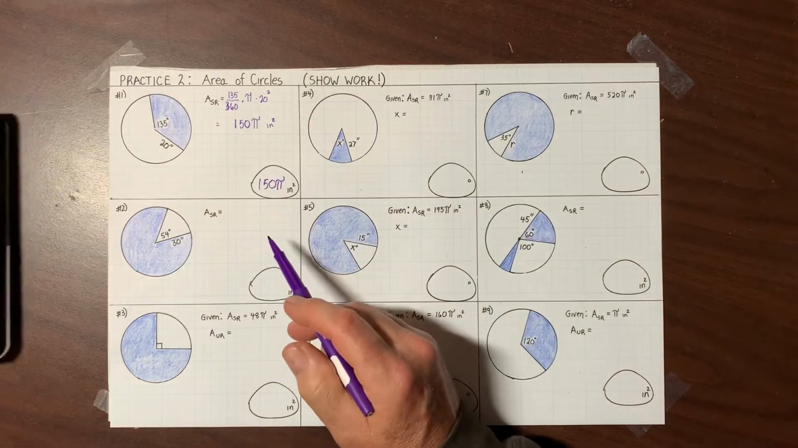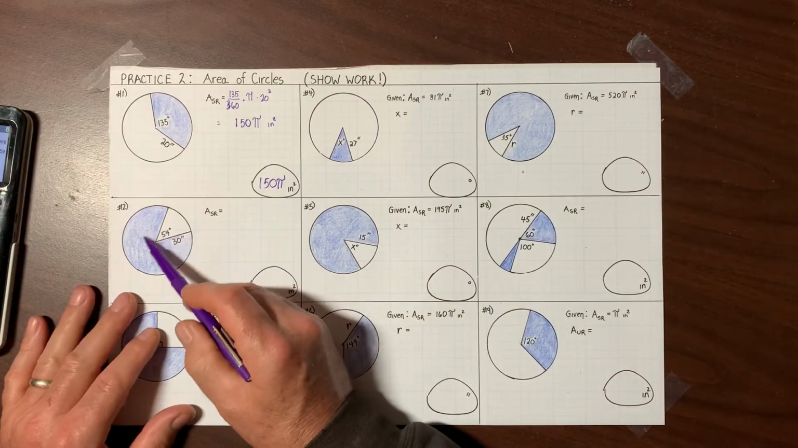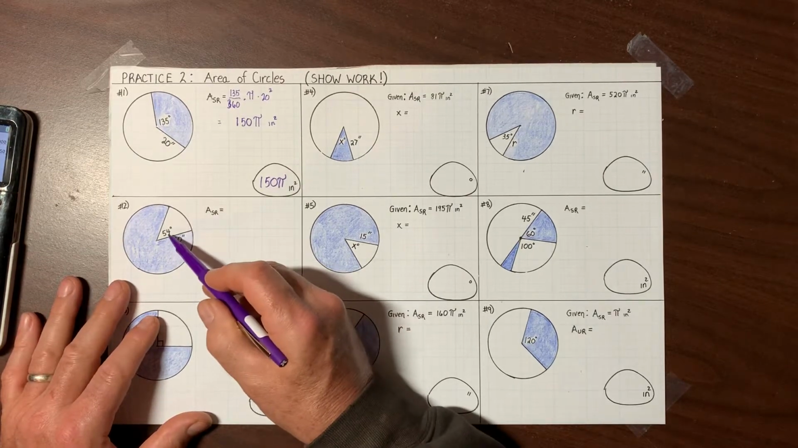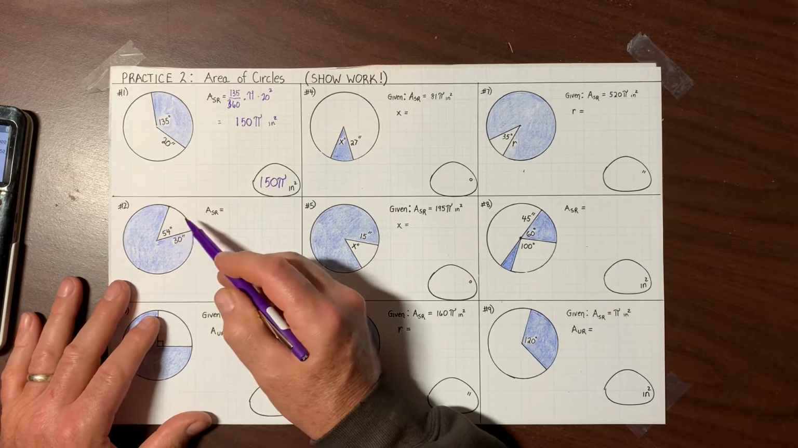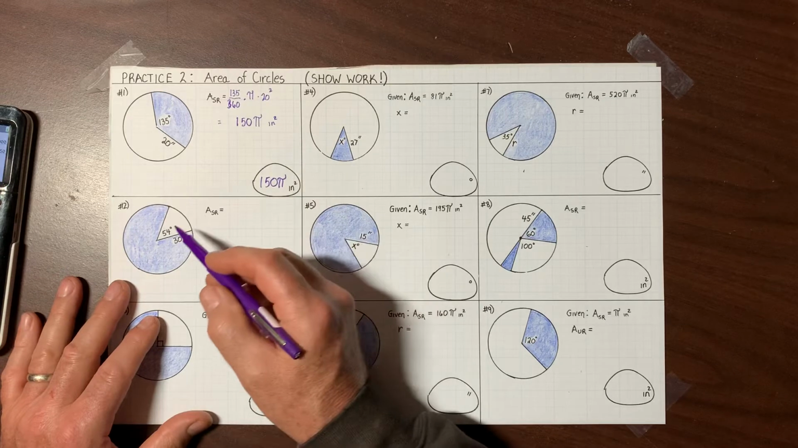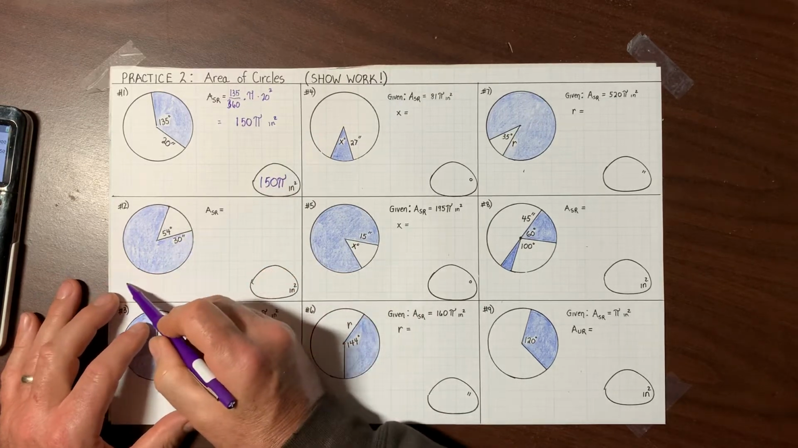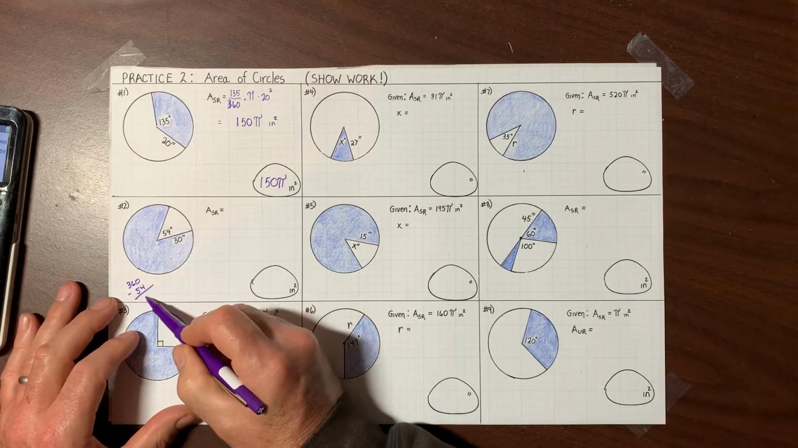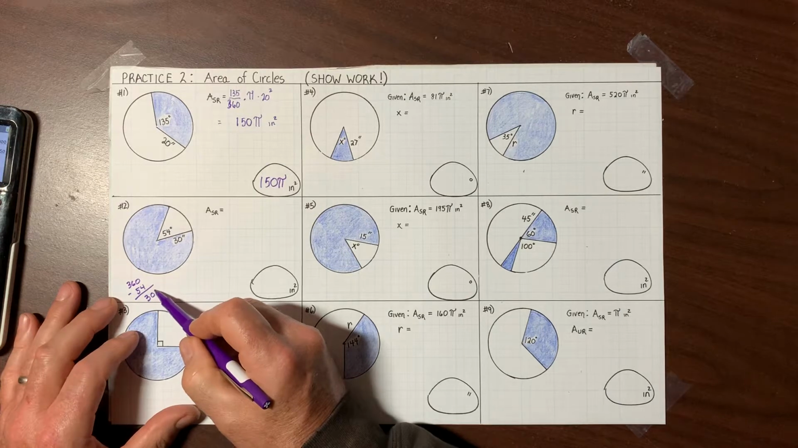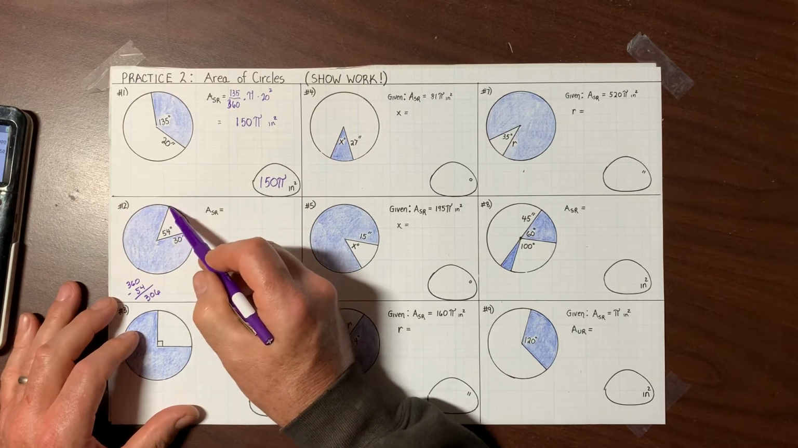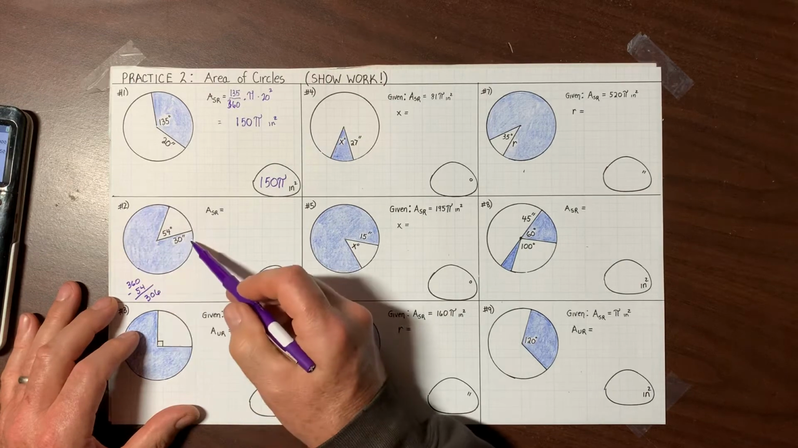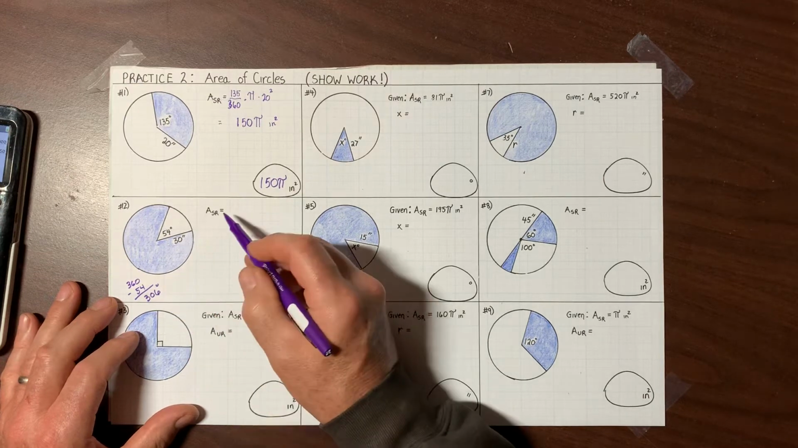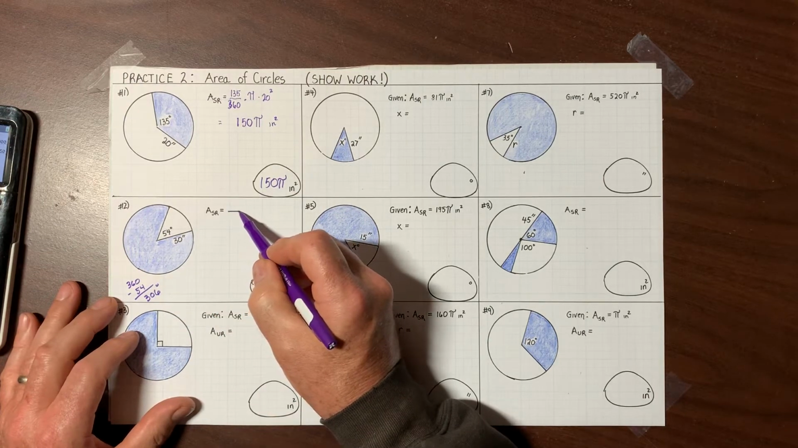Problem number 2, we're again asked to find the area of the shaded region. But you need to understand that the unshaded part of the circle is a 54-degree sector. So I'm going to take 360 and subtract 54 to get 306. So this part of the circle that's shaded is really a 306-degree sector. When I form my fraction here, I want to be careful and do it correctly.